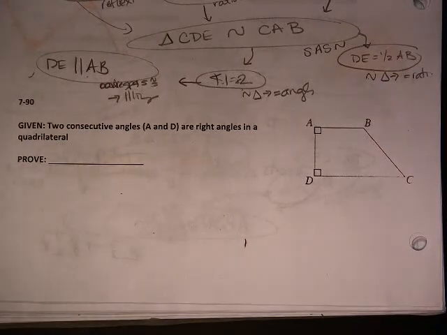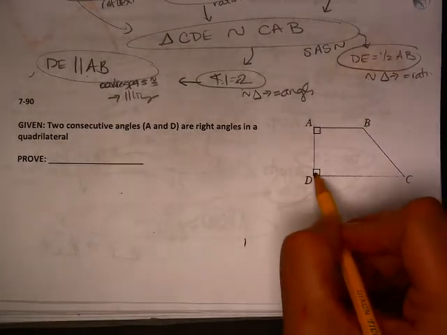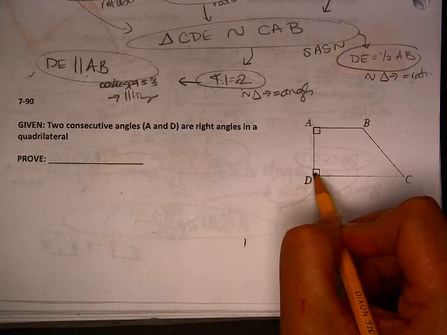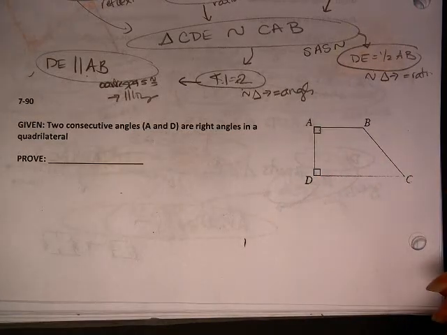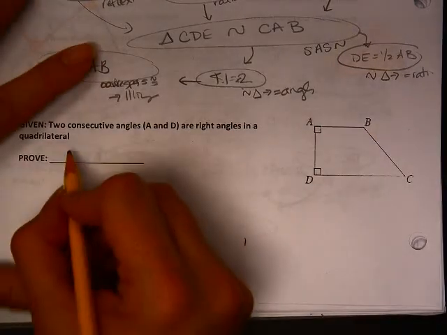Let's look at this one here. So this one here, I have that these two angles are equal to each other and right angles. And I wanted to prove that, well, hopefully you can see that you can prove that it's a trapezoid.